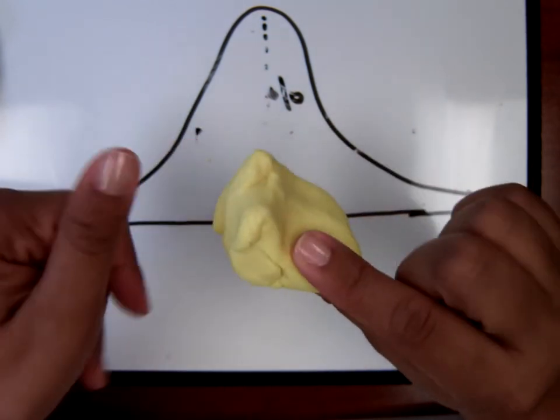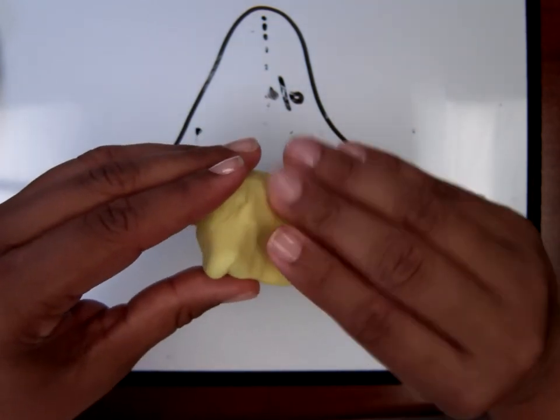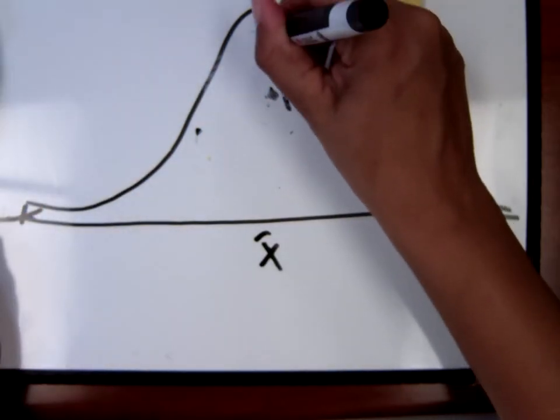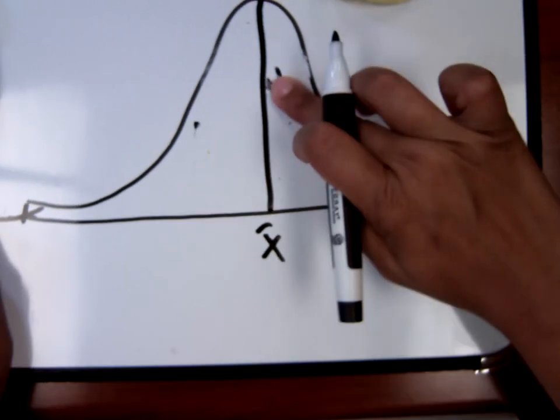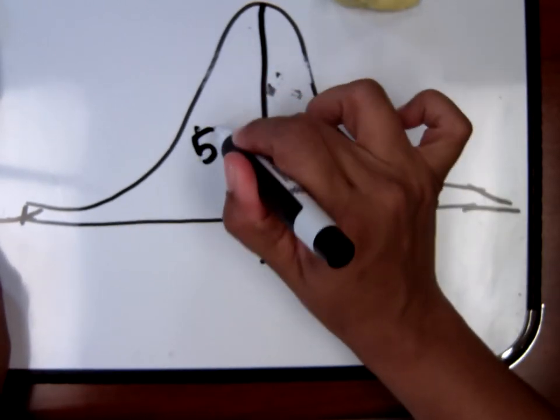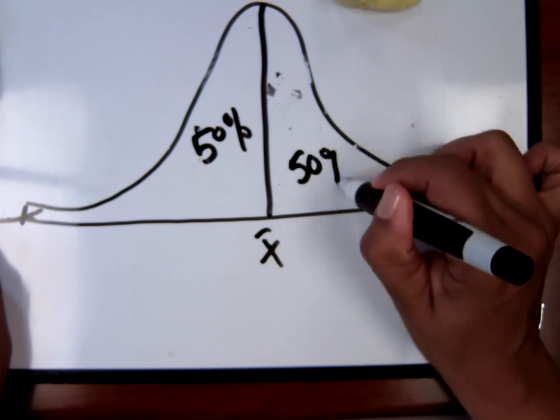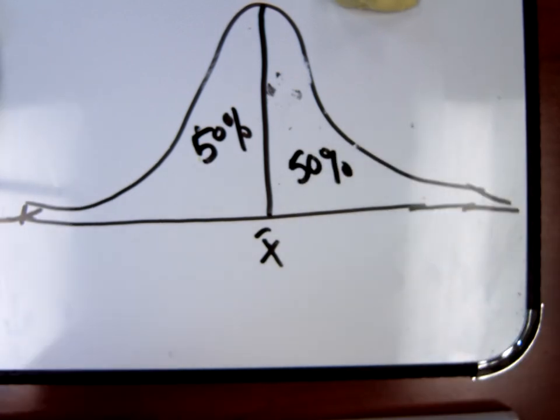Of course, this Play-Doh experiment was supposed to go a lot better than this. I didn't have a lot. But just know that this area is 50%, and this is 50%, totaling together, making up the 100.